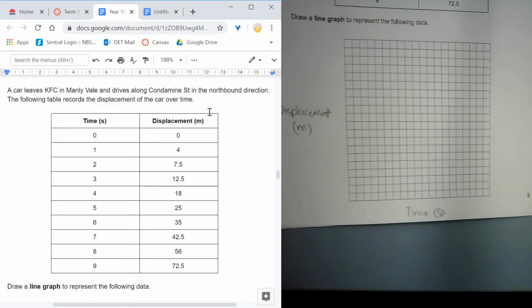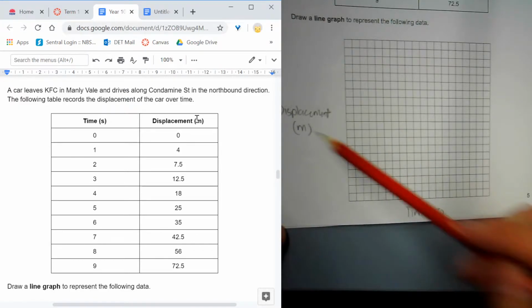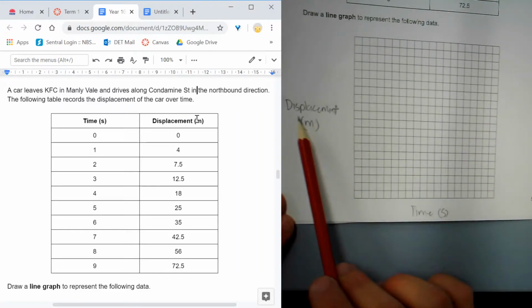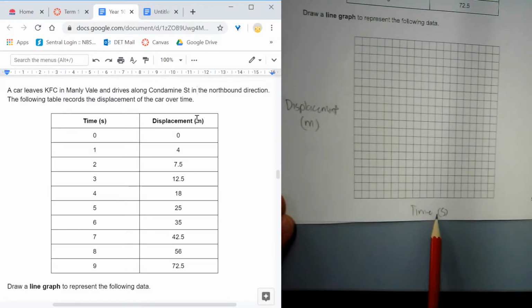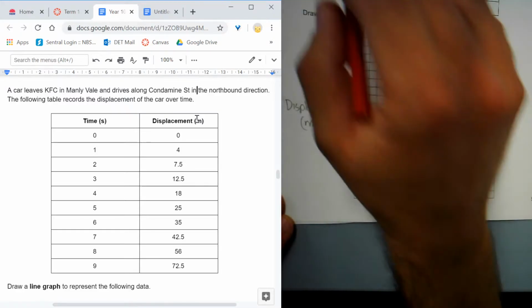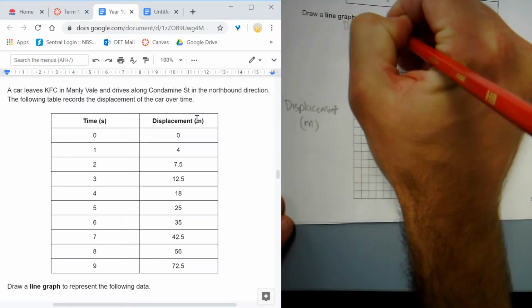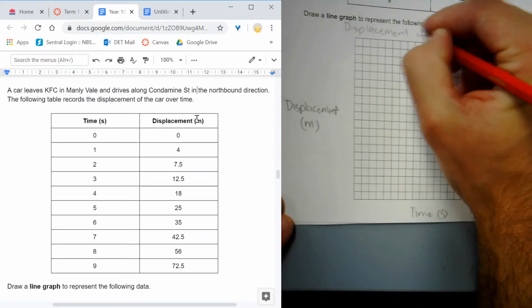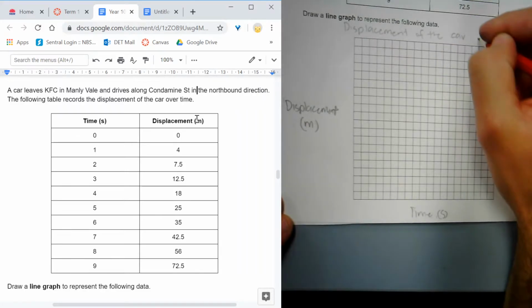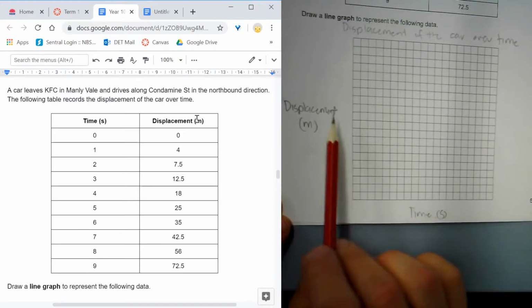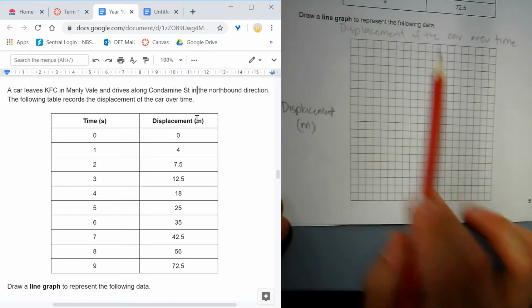Notice that I've used the units as well. I've got seconds and meters there, and I've got seconds and meters there. The next thing that's probably the easiest thing to do is look at your graph and just write a title for it. So displacement over time. We're talking about a car here, so displacement of the car over time. Notice how this does sit over this. It's actually a nice way of writing a title.